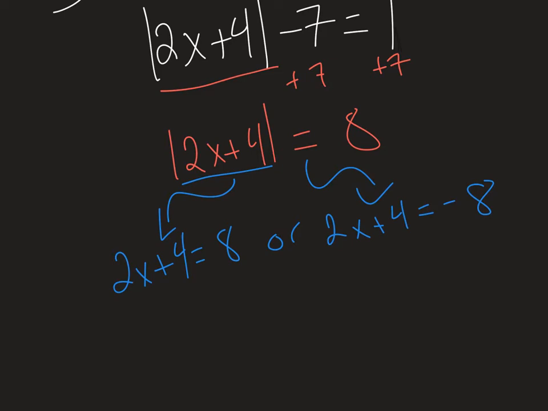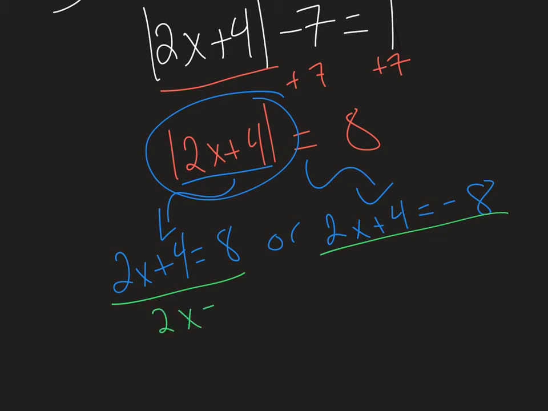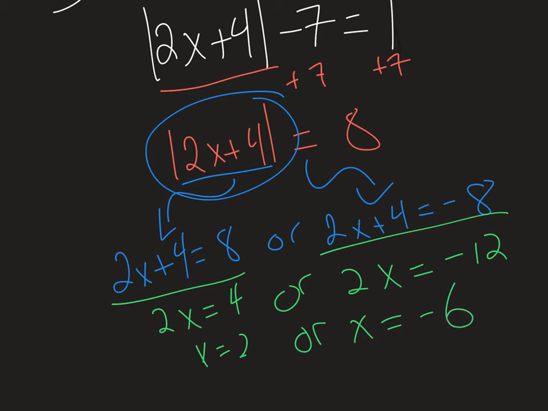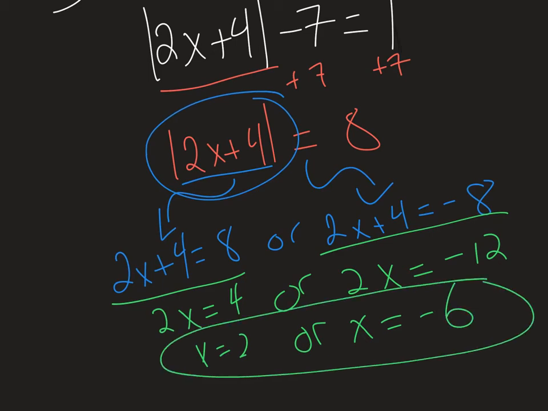And that would make sense because if I'm looking at this expression, it's 8 away from 0, but I don't know which way. Now at this point, I can solve both of these equations individually. So I'm going to subtract 4 from both sides. So 2x has to equal 4, or 2x has to equal negative 12. Then we divide by 2, so x equals 2, or x equals negative 6. And those would be the two solutions I would have.